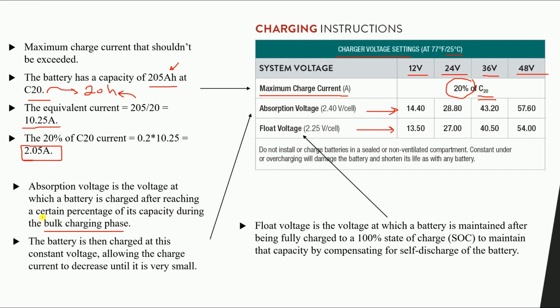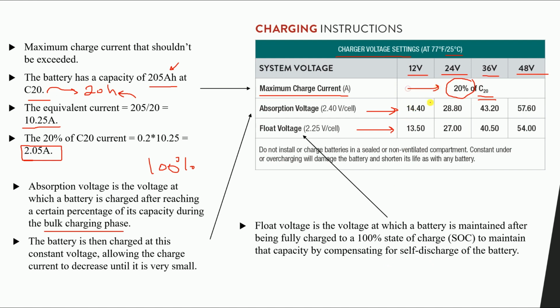So if you remember, we said that the battery is charged at this constant voltage, which will lead to a decrease of the charging current until it becomes very small and the battery will reach 100%. And we said that the float voltage is used to keep the battery at the state of charge of 100% after charging, or after the absorption stage. We said before that it is important because we have the self-discharge of the battery and we need to keep this capacity at 100%. So these values are really, really important.